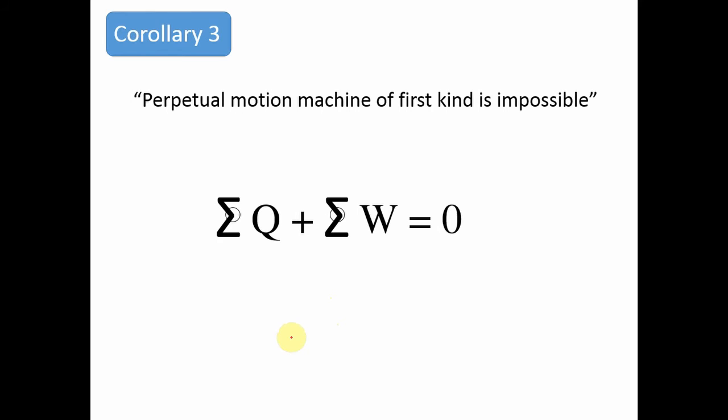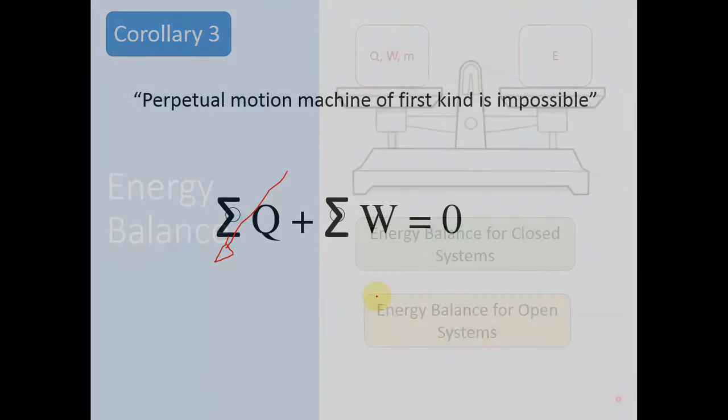Actually, this can quite easily be understood from the first law of thermodynamics, because if heat transfer is 0, work transfer must be equal to 0. Therefore, perpetual motion machine of first kind is impossible. These are the three corollaries of the first law of thermodynamics.